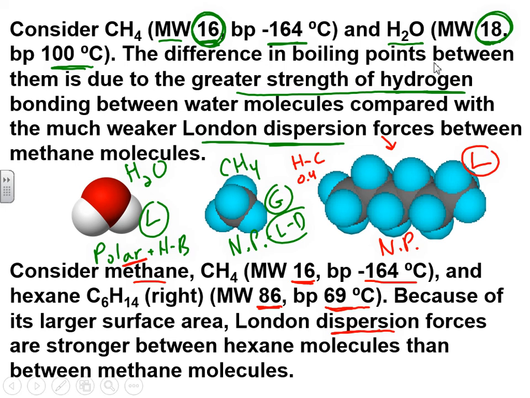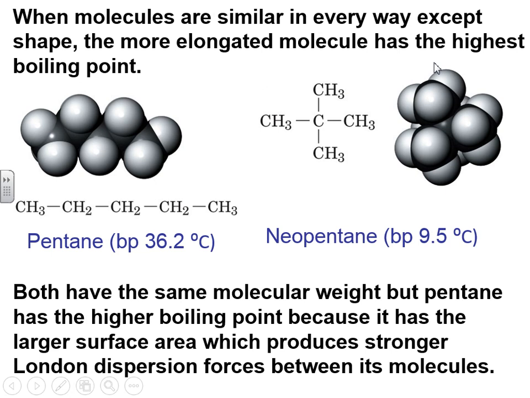Okay, now how about we consider the shape of the molecule? Here it says when the molecules are similar in every way except shape, then the more elongated molecule will have the higher boiling point because they have the strongest attractions. So here actually you have two substances that have the same molecular formula. In fact, you have 5 carbons, 1, 2, 3, 4, 5. Then if you calculate the hydrogens, you'll see each of them has 12 hydrogens. So the molecular weight would be the same.